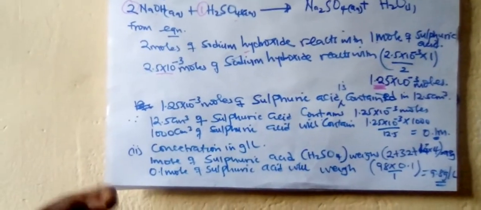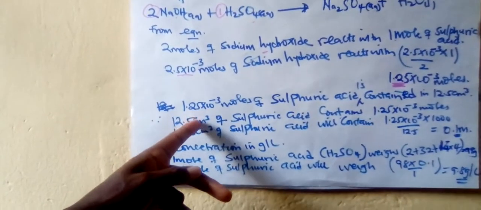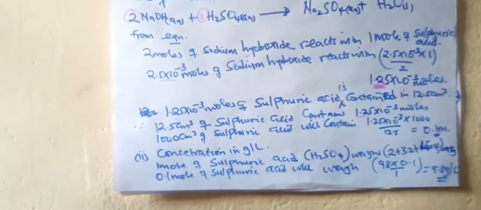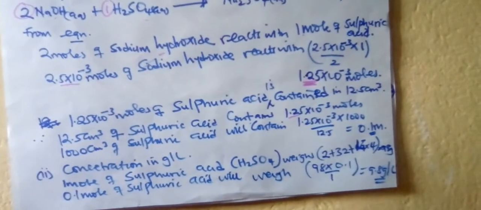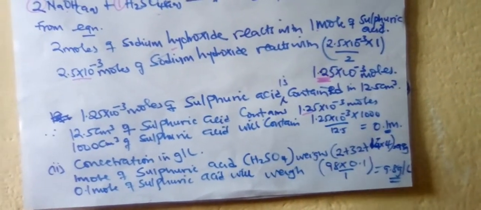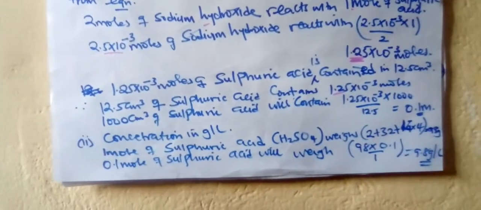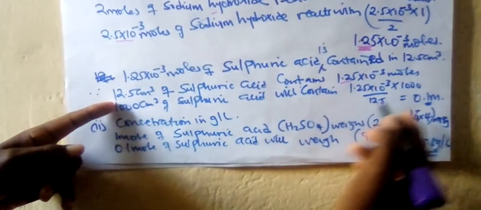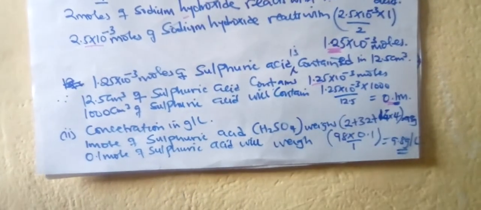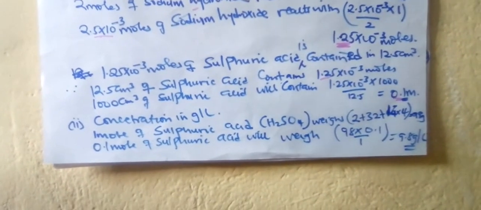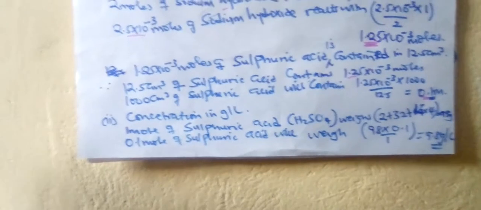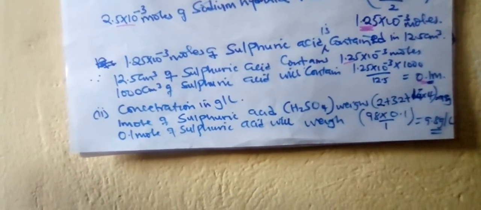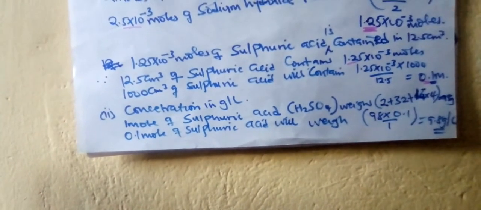12.5, because that is the volume that relates with 25. Therefore we are right to say 12.5 centimeters cubed of sulfuric acid contain 1.25 times 10 power negative 3 moles. What about 1000 centimeters cubed of sulfuric acid? Will contain, cross multiply, and we get the answer as 0.1 molar. So that is the molarity of sulfuric acid that is obtained. You just play around with volumes.